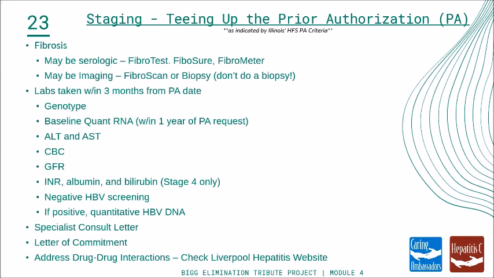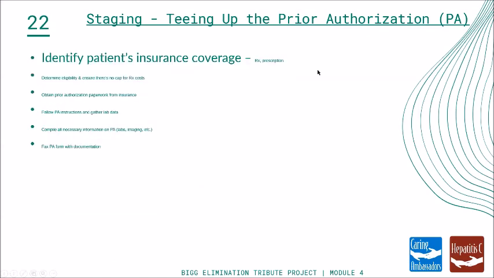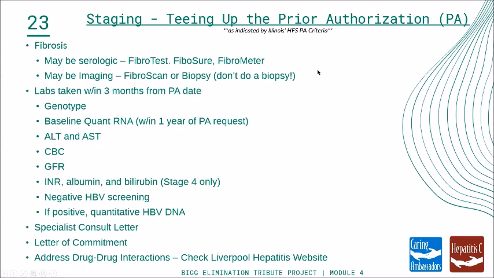I know Dr. Aronson talked a bit about what some of those serologic tests could be, specifically those proprietary tests like the FibroTest or FibroSure or Meter, all of which would be covered by someone's health insurance. And then you can also do imaging. You can use your FibroScan versus a serologic test to prove what stage, but this is all part of what would be included in that PA package.